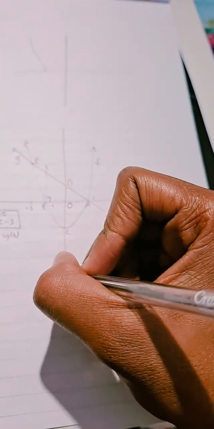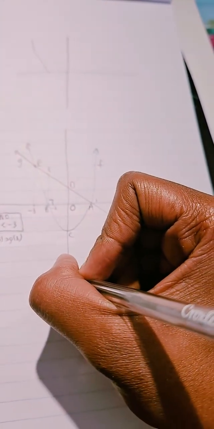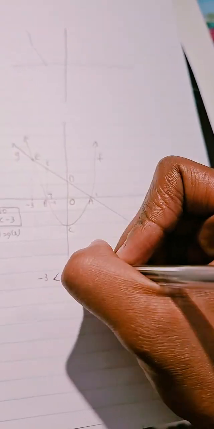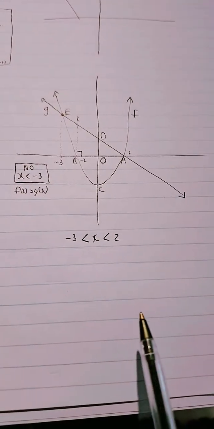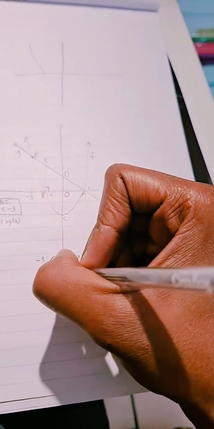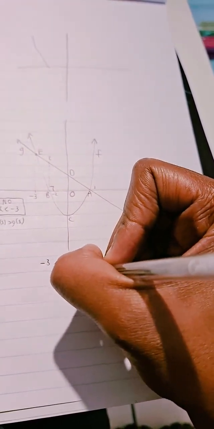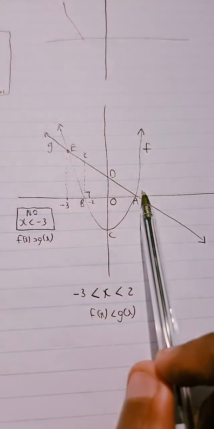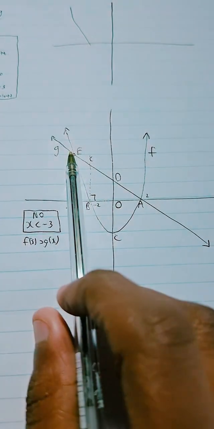So how do I write that? I can say x is greater than -3 but less than 2. This is where f is below g. Okay, guys, look, who's at the top? G is at the top. Who's at the bottom?